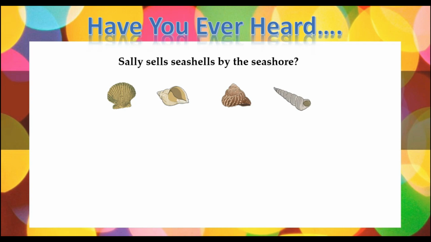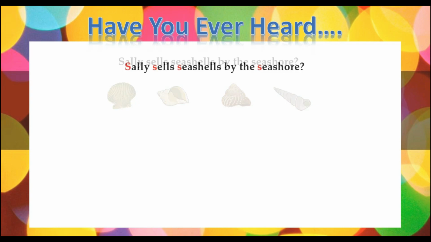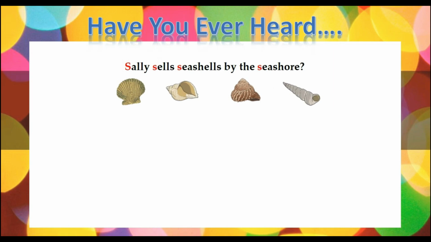I'm pretty sure that most of you guessed it. Sally starts with an S, sells starts with an S, seashells starts with an S, and seashore starts with an S. So here I have the repetition of the sound S. Once in the word Sally, twice in the word sells. For the third time it was mentioned in seashells, and last but not least, it was seashore.